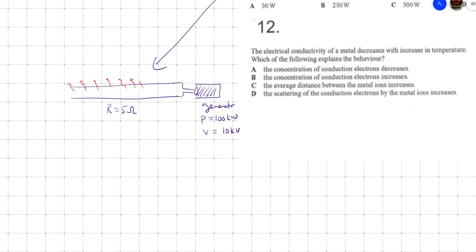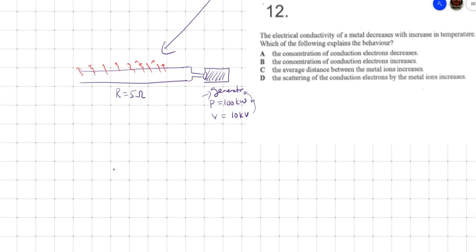Now the problem here is the power given to us is the power for the generator. So this power is for the generator. This voltage is for the generator. So you need to ask yourself, what is the thing that comes from the generator and flows in the wire, which is current. So you need to know the current produced. We have P is equal to IV, so I is equal to P over V. 100k by 10k gives us 10 amps. So there's 10 amps of current flowing through.